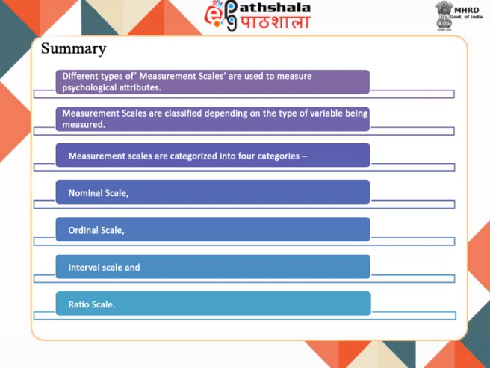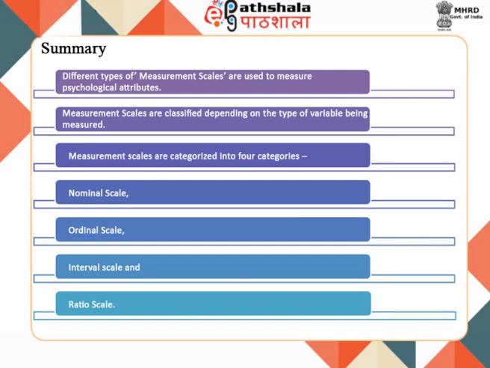Let us now summarize what we have learned in this module. Different types of measurement scales are used to measure psychological attributes. The appropriate statistical procedure applied to a data set depends on the measurement scale used. Measurement scales are classified depending on the type of variable being measured. Measurement scales are categorized into four categories: nominal scale, ordinal scale, interval scale, and ratio scale.